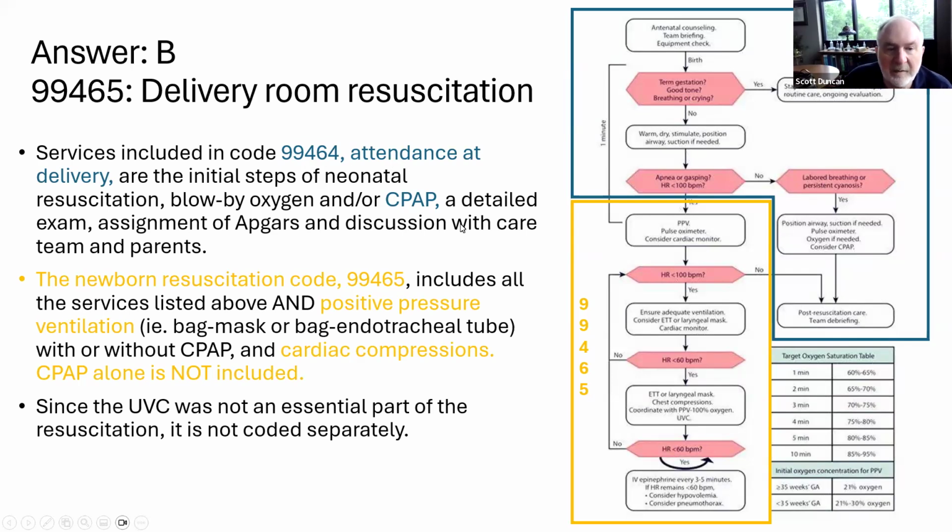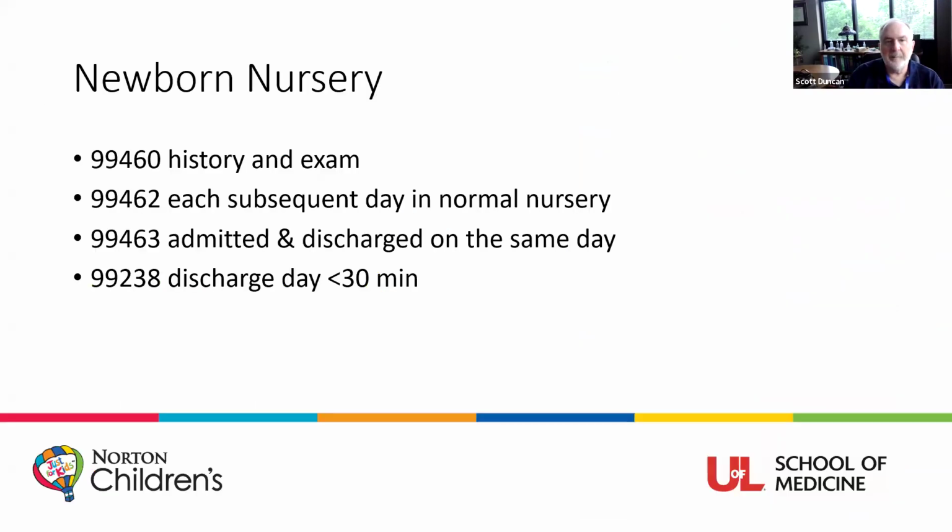They are the initial steps of neonatal resuscitation, including blow by oxygen and CPAP. If you have to do positive pressure ventilation, consider cardiac monitoring, you're going to do ET tubes or laryngeal mask, you're going to do chest compressions, you're going to push drugs, you're going to push volume. All these things now fall under the resuscitation codes. Positive pressure or cardiac compression, CPAP alone is not included. The UVC is not part of it, then you don't code for that. If you needed to place a UVC because you needed to do volume expansion in delivery room, you can code for that.